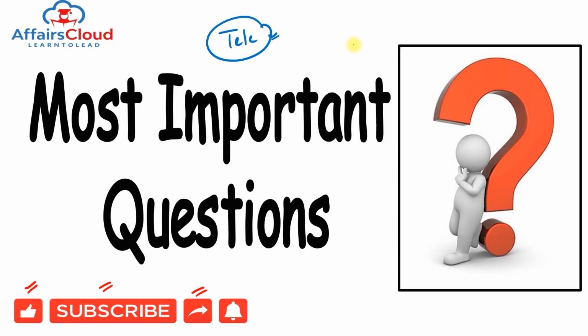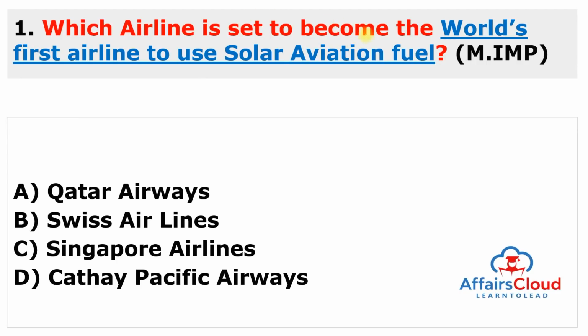Here is the first question in the most important section. Which airline is said to become the world's first airline to use the solar aviation fuel? So the keyword here, world first airline to use the solar aviation fuel, is Swiss Airlines. So the answer of this question is B. This is also known as Swiss International Airlines, or you can say Swiss Airlines.